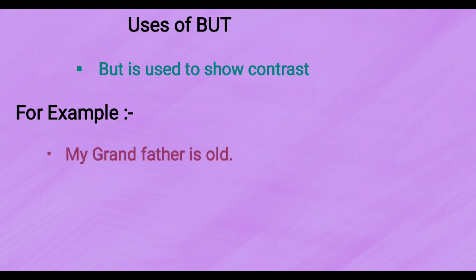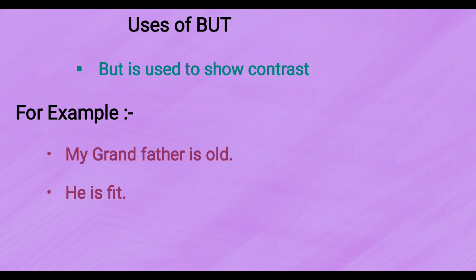My grandfather is old. He is fit. Here, in the second sentence, "he" refers to my grandfather, right? So "my grandfather" is the noun and "he" refers to my grandfather. Here, two ideas, two contrasts, are there. Old and fit are the contrast. Generally, old people are not fit, right? So it shows the contrast.